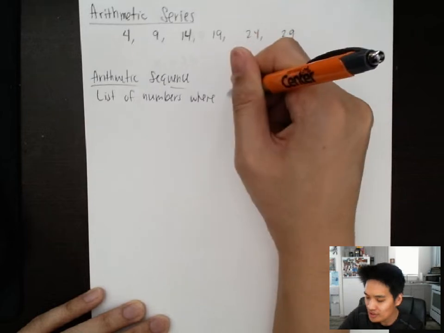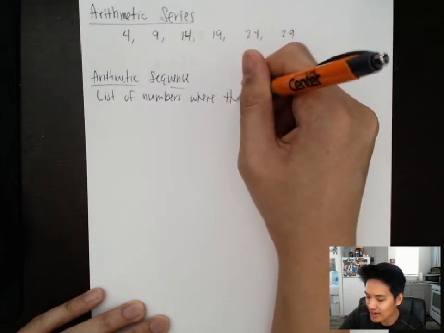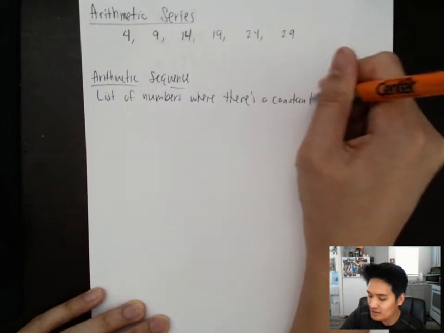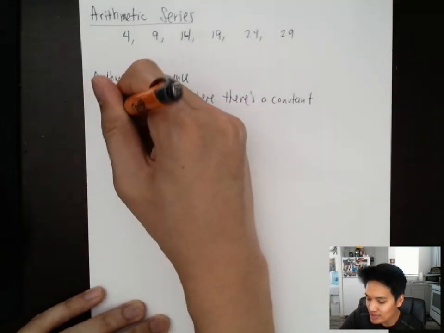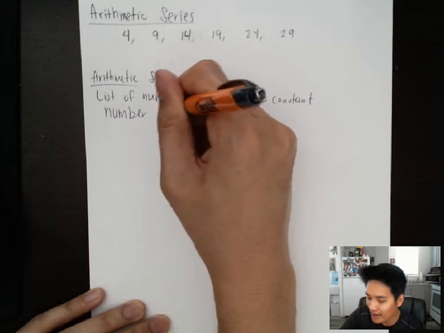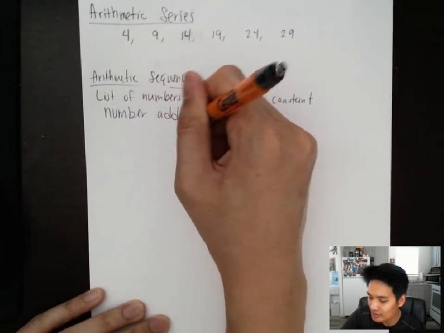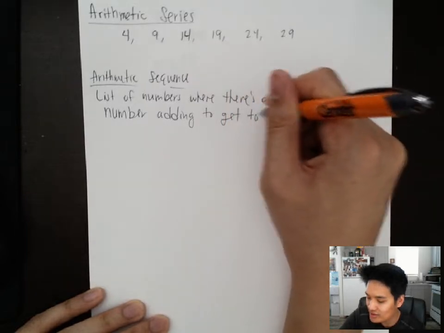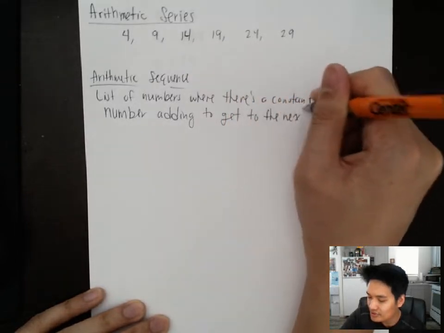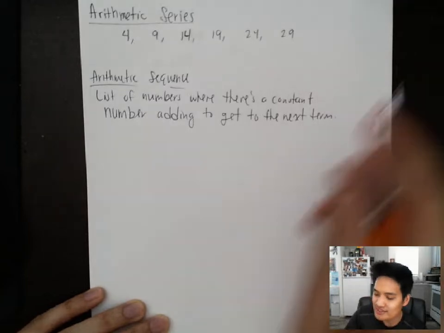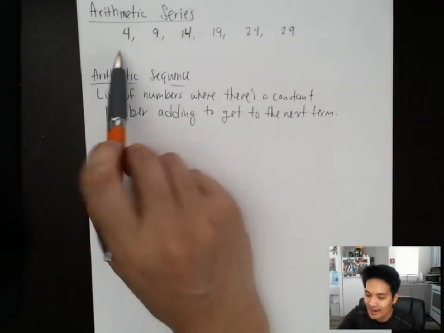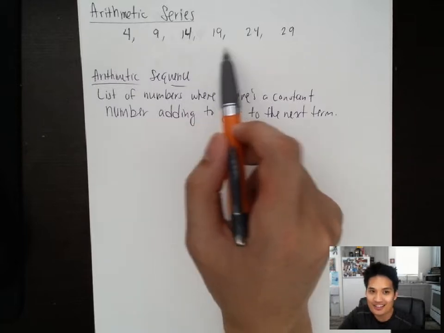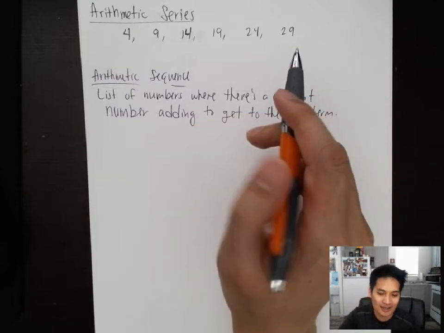where there's a constant number essentially adding to get to the next term, right? One example right here is 4, 9, 14, 19, 24, and 29.